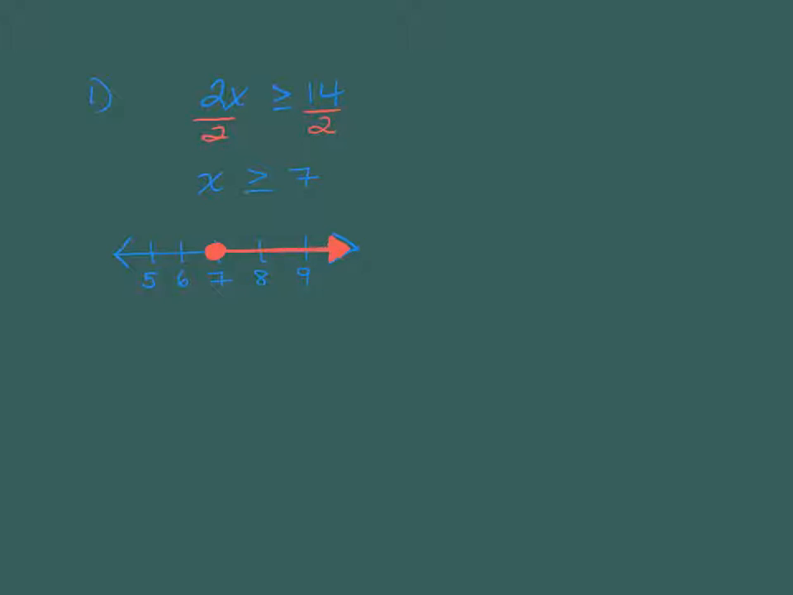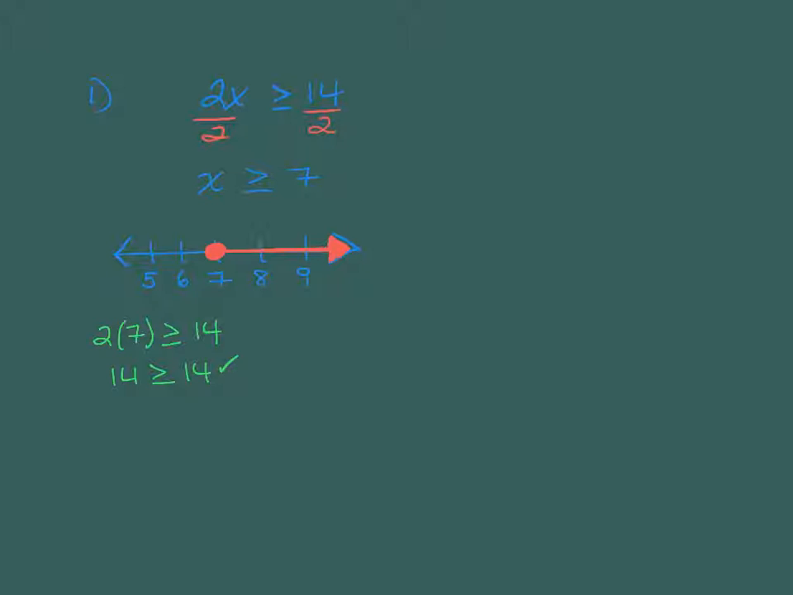Now, to check this, we need to check the endpoint first to make sure we've got our point in the right location. So I'm going to take 2 times 7 is greater than or equal to 14 and see if it makes a true statement. 2 times 7 is 14, is greater than or equal to 14. So 14 is equal to 14, so I know my endpoint is right.